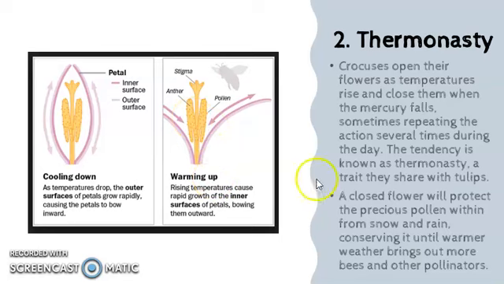Crocuses open their petals as temperature rises and close them when it's getting colder, sometimes repeating the action between open and close several times during the day. This movement protects the pollen from the snow and the rain, covering it until warm weather brings out pollinators.